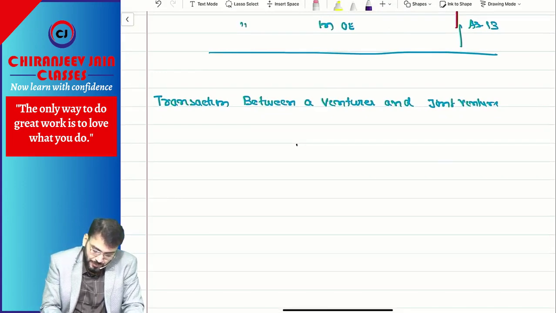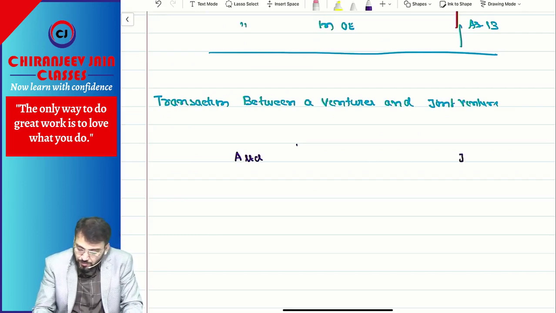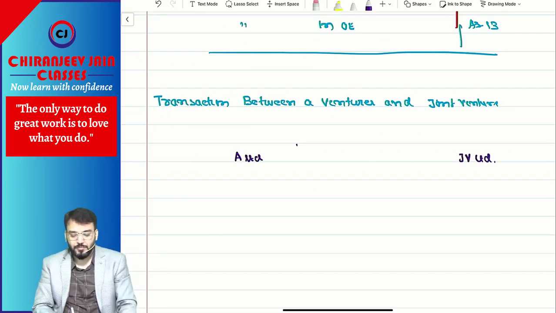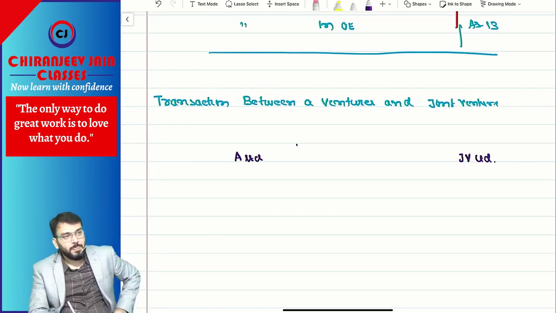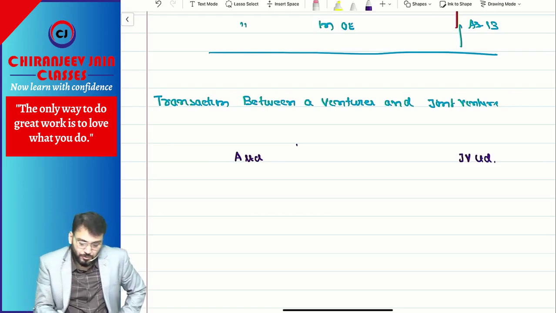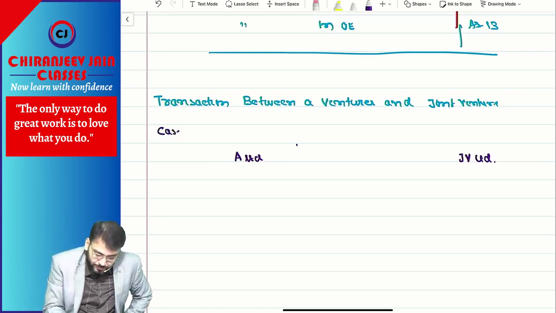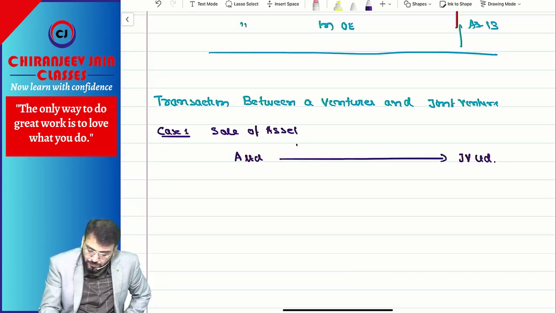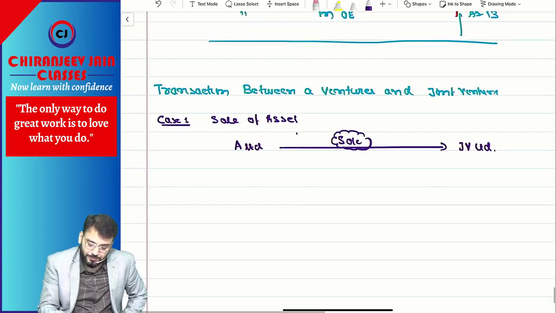What happened? Suppose A Limited and there is one joint venture JV Limited. Understood? So first case one is what? Sale of asset. Sale of asset by whom to whom? So joint venturer has sold some asset to JV Limited.